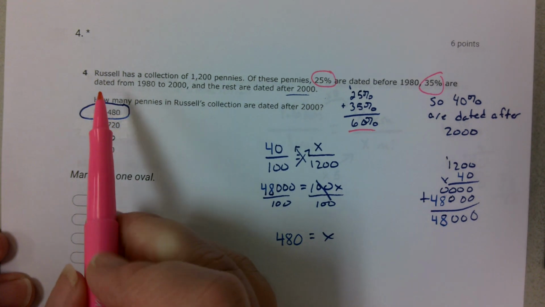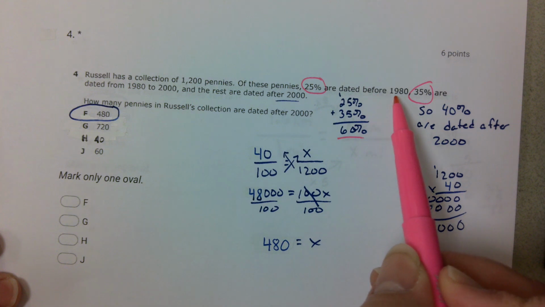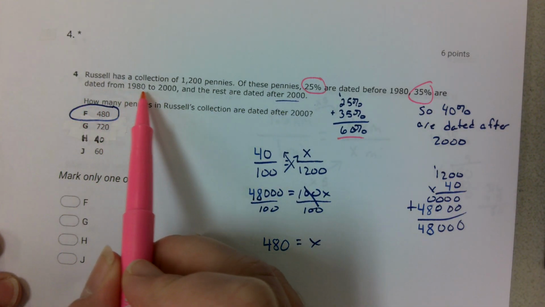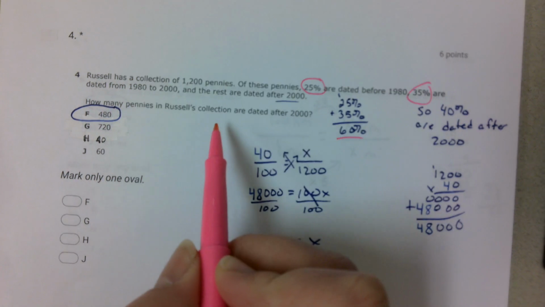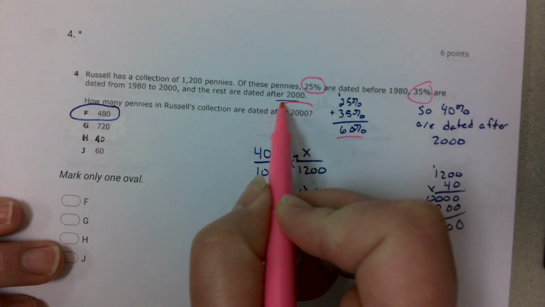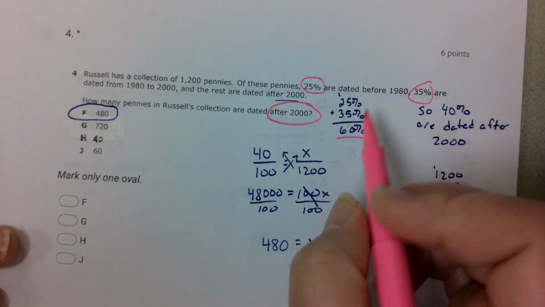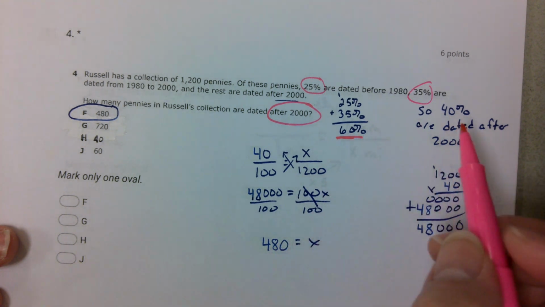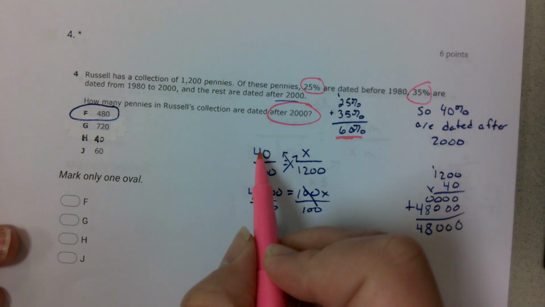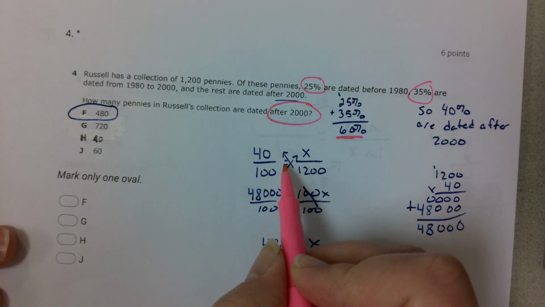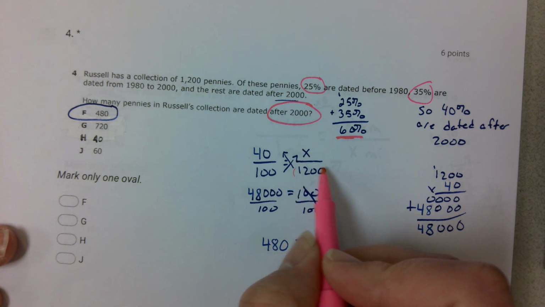Number 4. Russell has a collection of 1,200 pennies. Of these pennies, 25% are dated before 1980, 35% are dated from 1980 to 2000, and the rest are dated after 2000. How many pennies in Russell's collection are dated after 2000? So I added these up to find out how many are at or before 2000, and that was 60%, which told me that 40% are dated after 2000. So I put 40 per 100 is equal to x, the part we don't know, over the whole, which is 1,200.